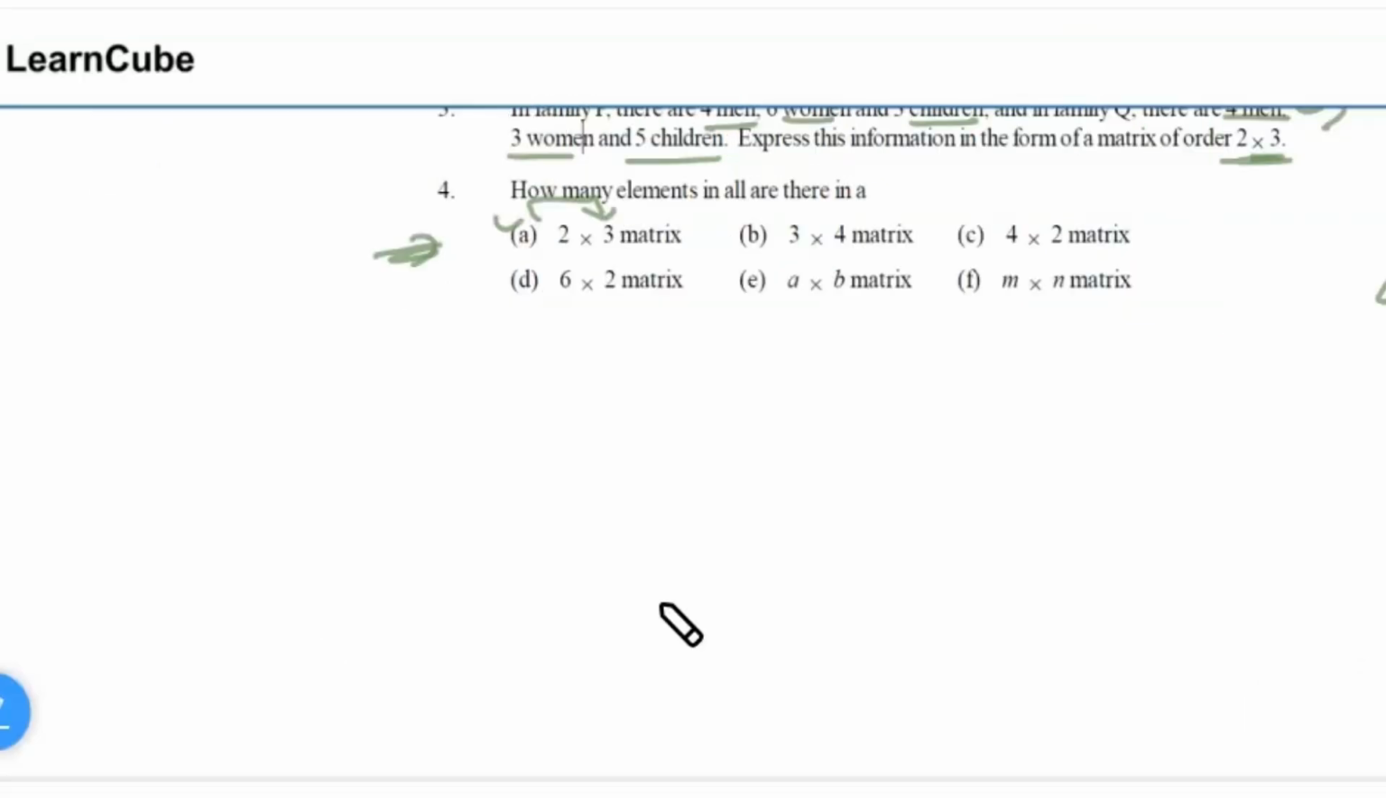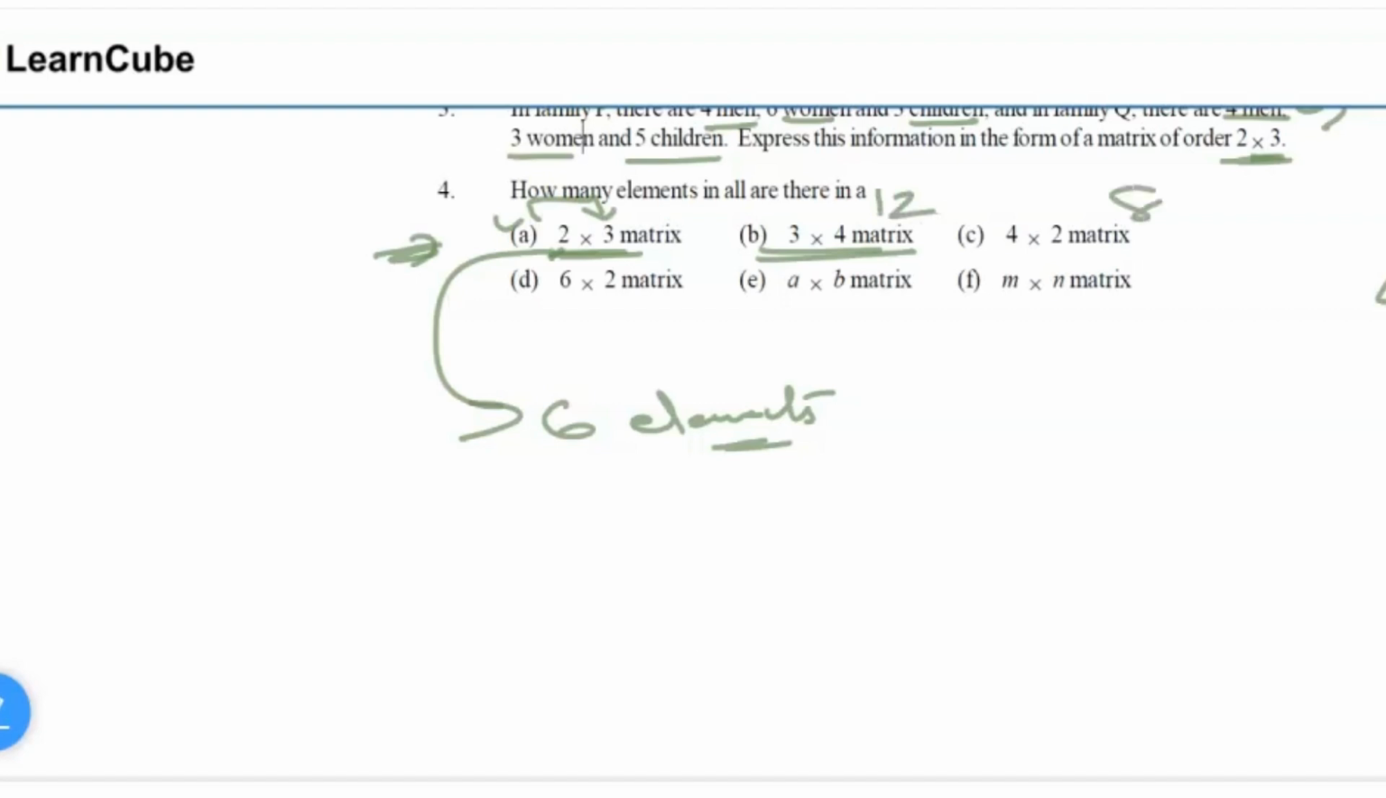So consider you are given a matrix with order 2 by 3. In that case, multiply both of them. So whatever is the solution, 2 into 3 is 6. So 6 elements will be present in your matrix. Now it is 3 by 4. So in this case it will be 4 3s are 12. Similarly 8 here and 12 here.